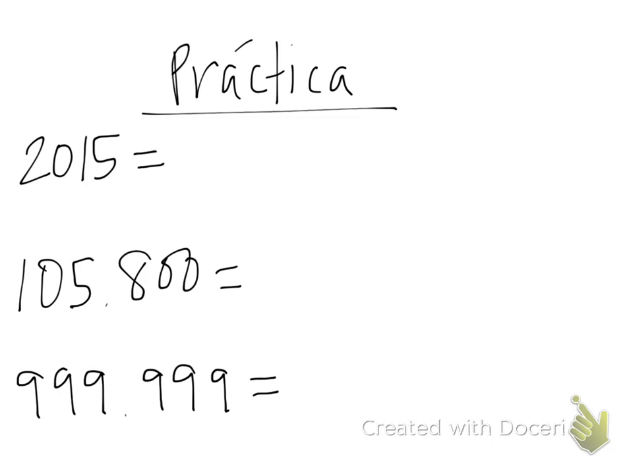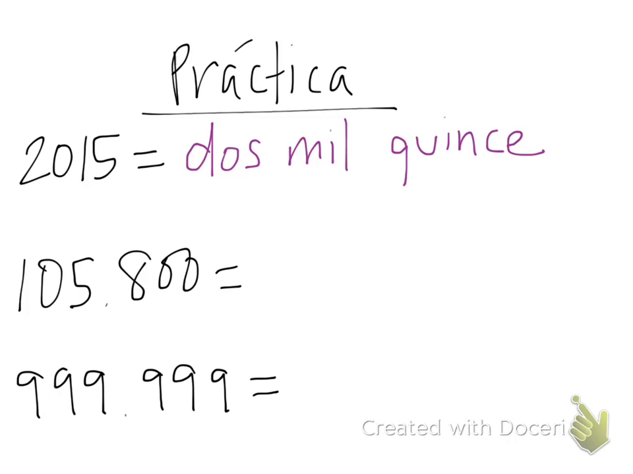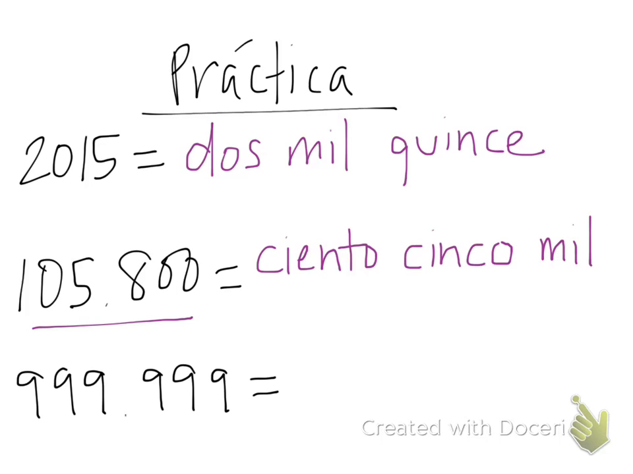Okay, let's do some práctica. Here we have 2015, or the year 2015. You'll notice that there's no decimal point used to talk about years. Okay, so 2000, we have dos mil, right? And then 15, quince. So if I wanted to say the year 2015, I would say dos mil quince. Okay, next number we have 105,800. So I have 105. So 105 is ciento cinco. Remember, this isn't just 105, it's 105,000. So ciento cinco mil ochocientos.